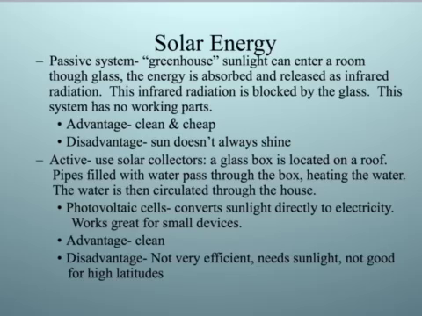A good example of a passive system would be a car parked in the sunlight on a summer day. The sunlight will come through the glass, and it'll heat up the seats in the car. The radiation will turn into infrared radiation, which is heat, and that heat doesn't travel through the glass very well, so the inside of the car gets extremely hot.